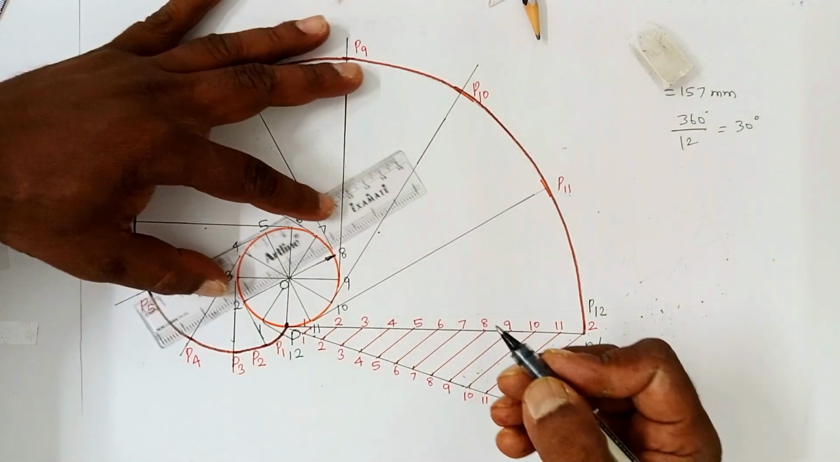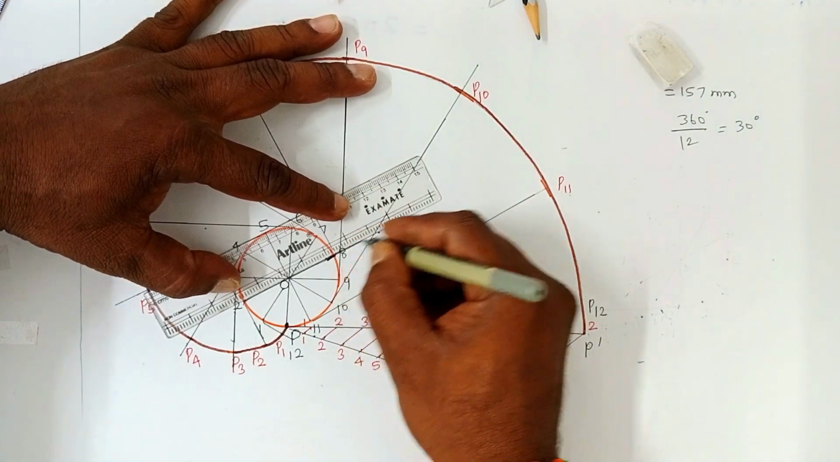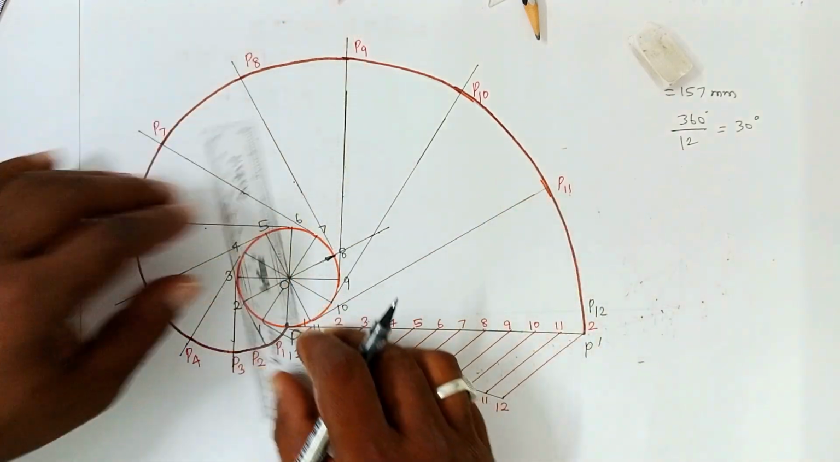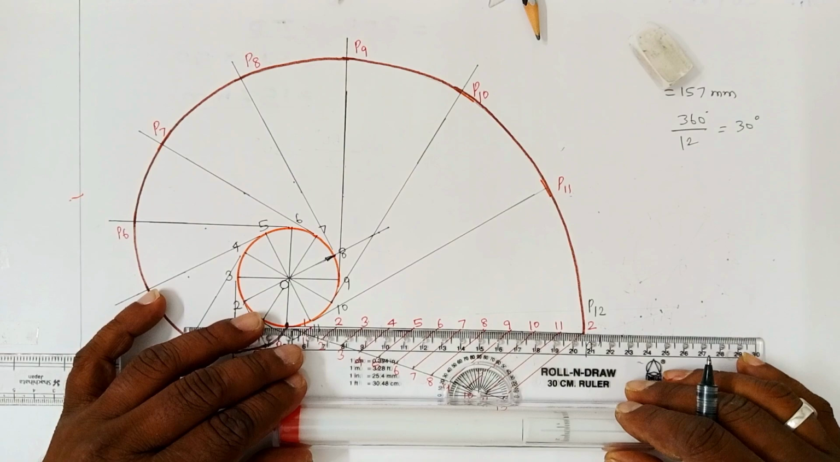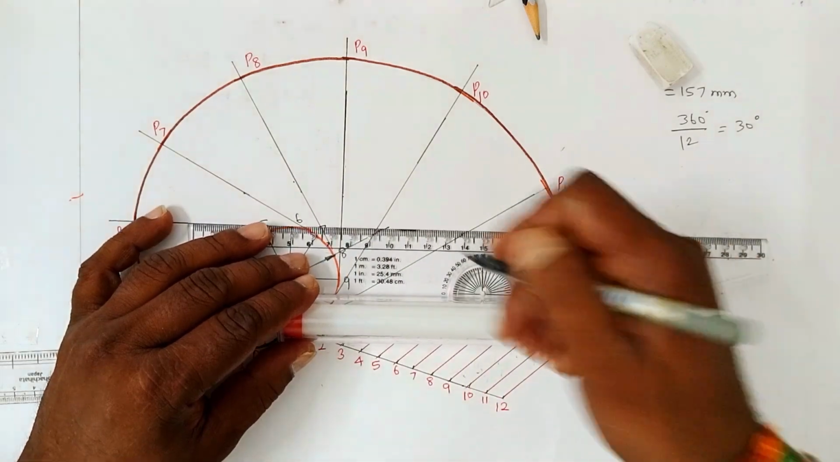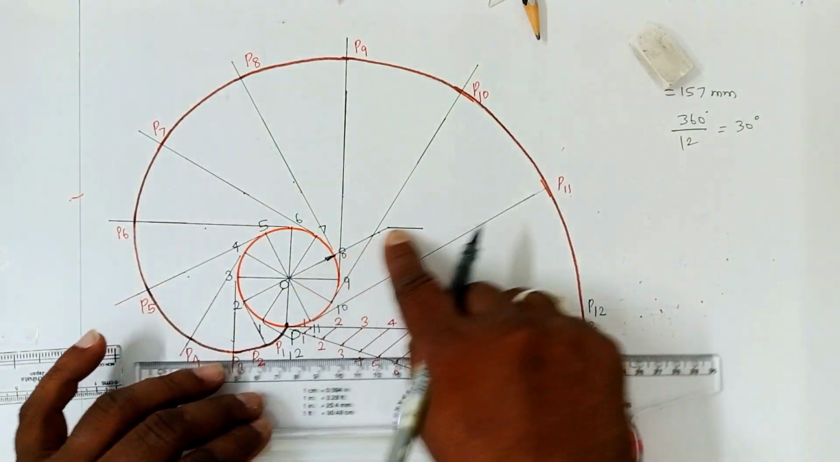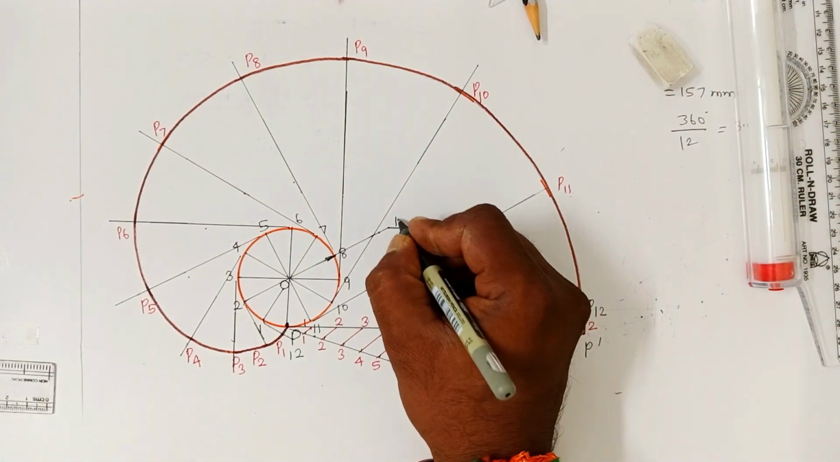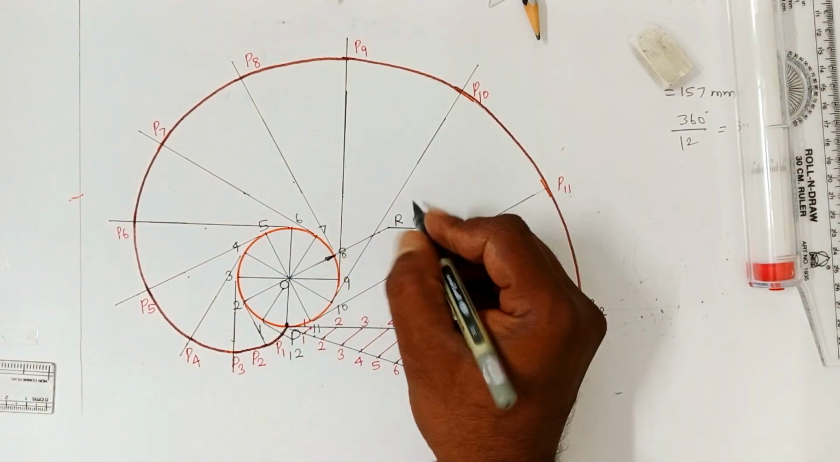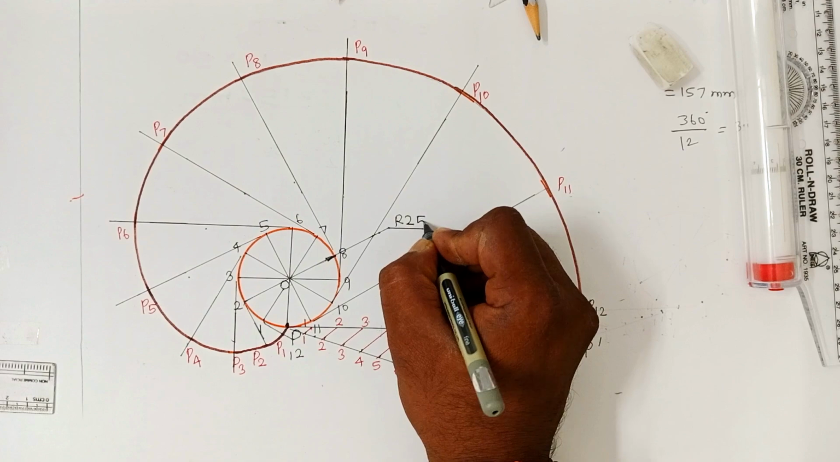So extend this O8 line and draw one horizontal line parallel to PP dash. Move your scale upward. This type of line is called a leader line. An inclined line is used to mark the size. Here radius is taken, so R25 is written. It's the size of the circle.